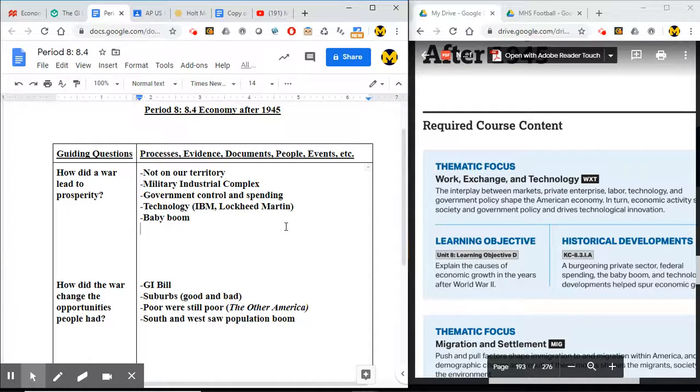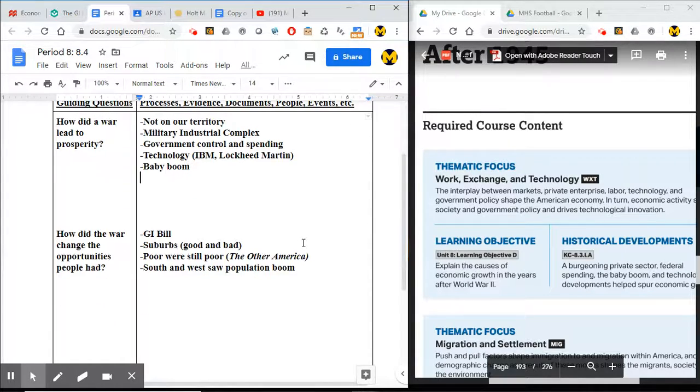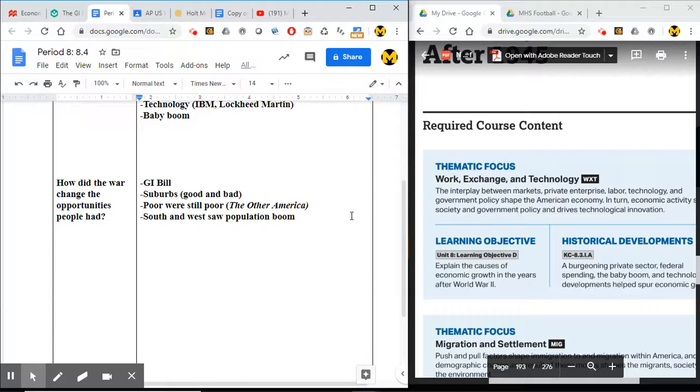baby boomers. I'd have to look at the exact dates, but that's babies born in the years I think 1945-ish to 1960-ish. So those are the reasons why we are prosperous after the war. Again, the war really is good for us. Lots of other places, no, but for us, it led to an economic boom.